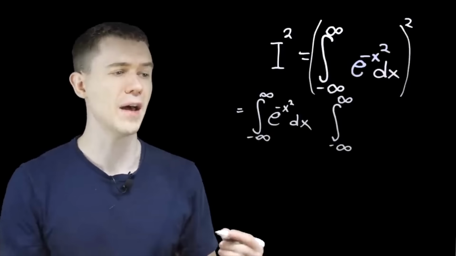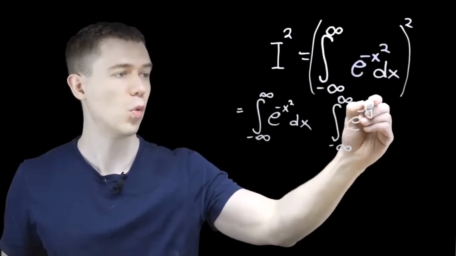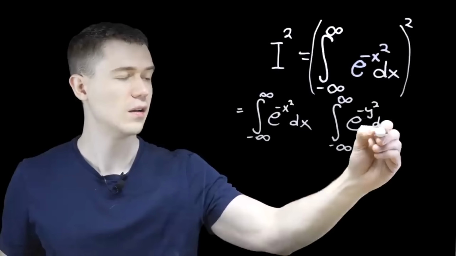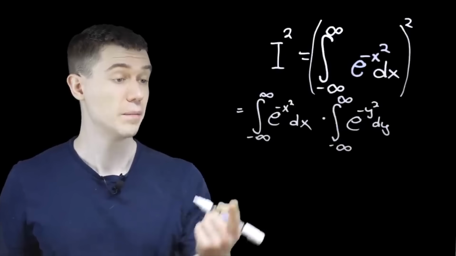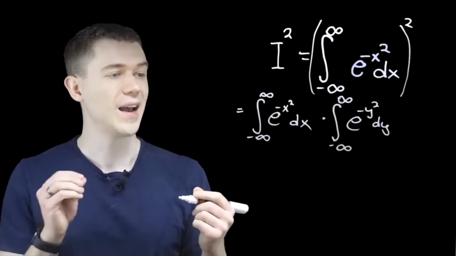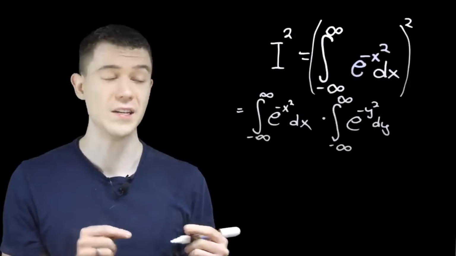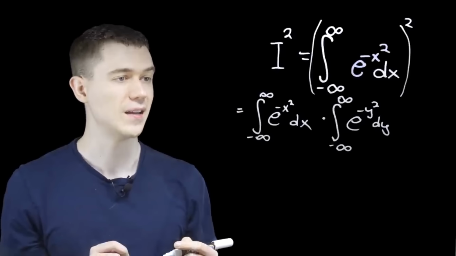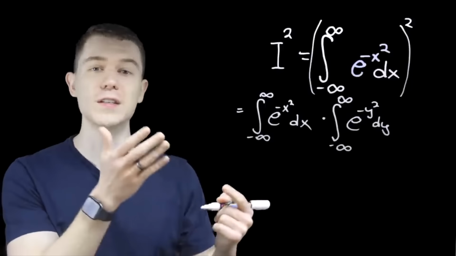So it doesn't matter what letter we use here. I'll just call it y on this second integral, and these are being multiplied. But it's the same quantity, they're both I, so this is I squared. And actually, since both the letters are completely different here, and they have the same definite bounds, minus infinity to infinity, this is what's known as separable.